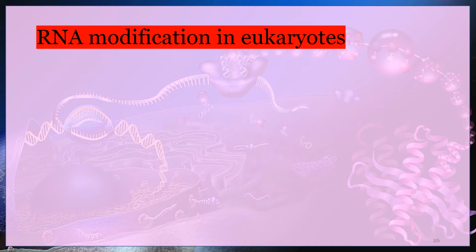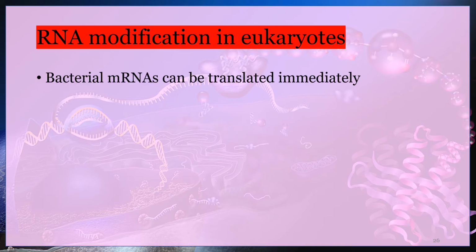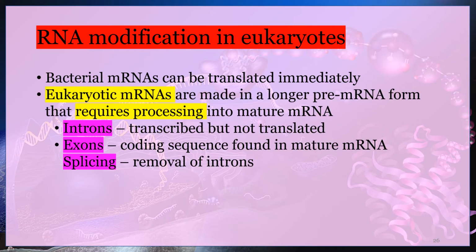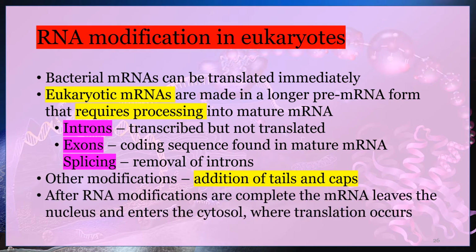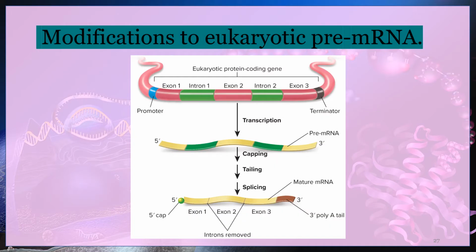There are RNA modifications in eukaryotes. Bacterial messenger RNAs can be translated immediately. Eukaryotic messenger RNAs are made in a long pre-messenger RNA form that requires processing into mature messenger RNA. This is where the introns are transcribed but not translated, the exons are the coding sequence found in mature messenger RNA, and the splicing removes those introns. Other modifications are the addition of tails and caps. After RNA modifications are complete, the messenger RNA leaves the nucleus and enters the cytosol, where translation can occur. Here are those modifications shown that we mentioned.